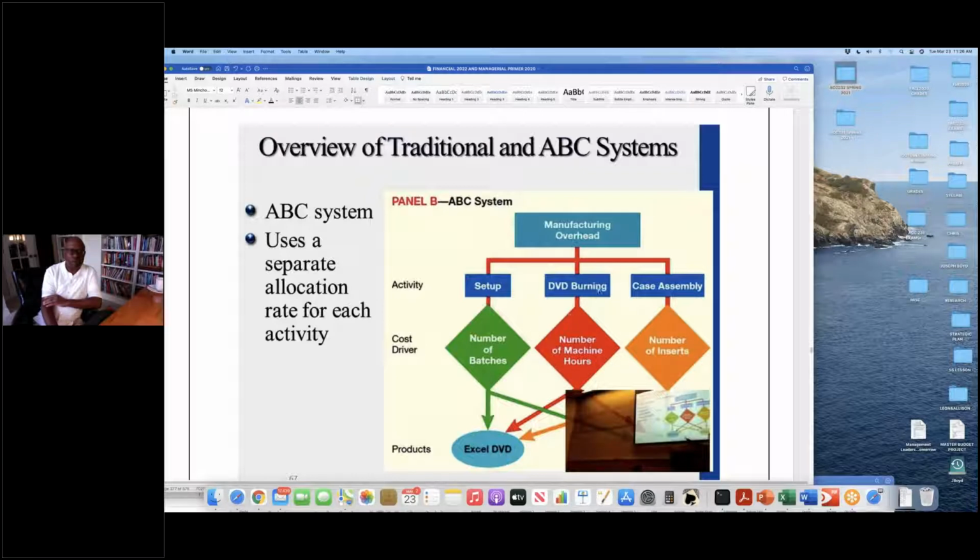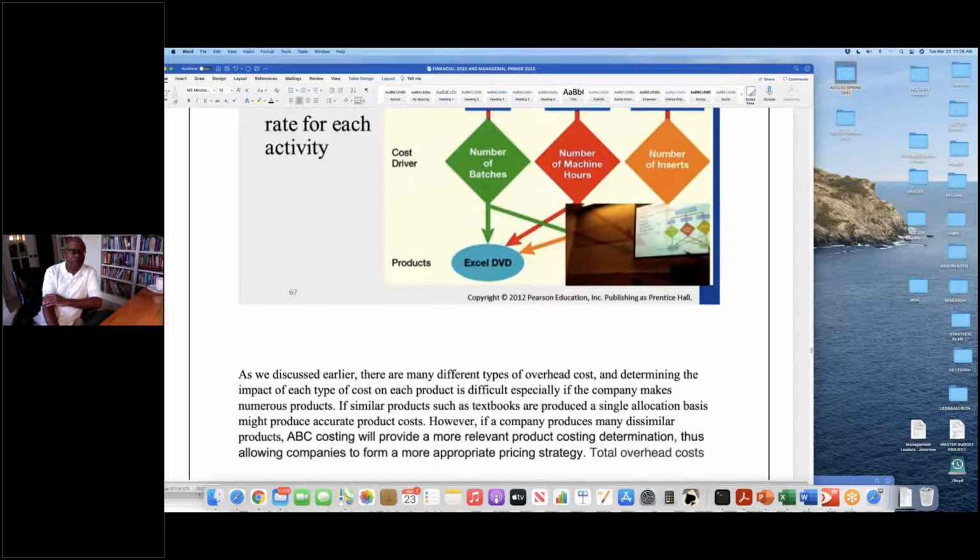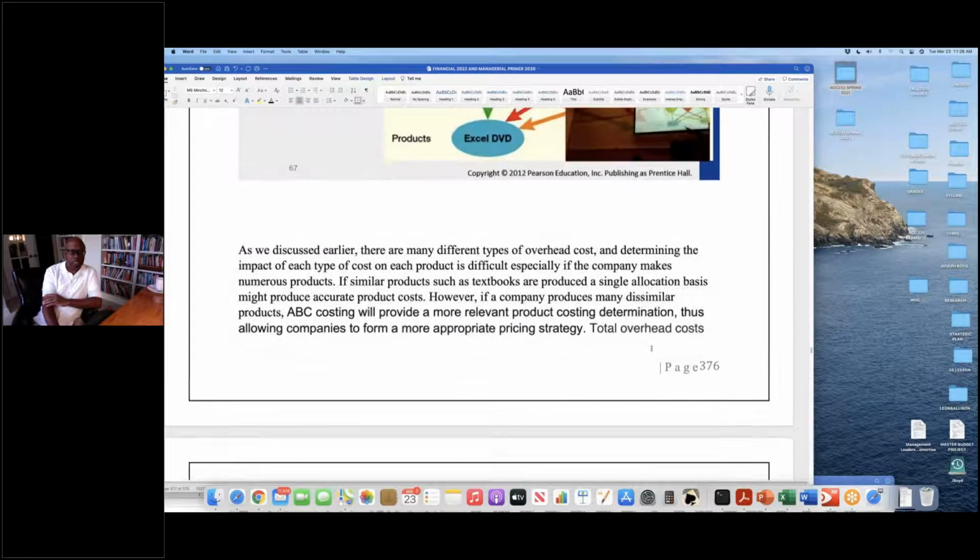And so rather than just using one number based on labor hours, they do this research and use regression analysis, and say, well, we think that so much of the overhead is based on the number of batches we do of Excel DVDs versus other DVDs. So much of it is based on the machine hours. So much is based on the number of inserts in there. And so rather than just using one activity base, labor hours, they're using more than one. And so it's called activity-based costing.